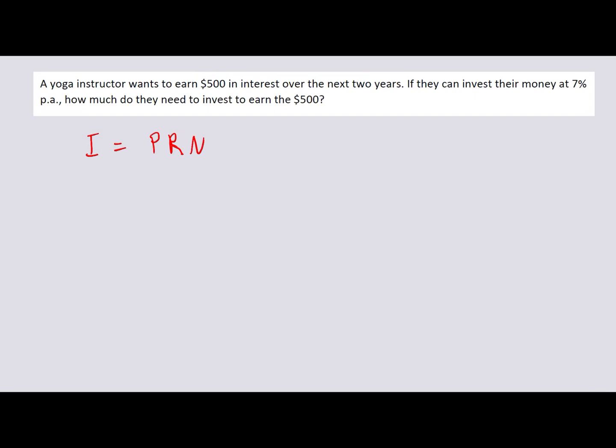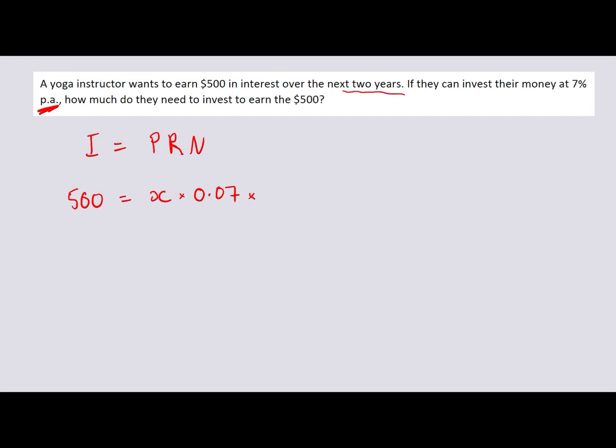Okay, again, hope you've done it. Again, it's the same formula. You see how this works? We're using the same formula all the time. So it actually becomes really, really easy. The formula doesn't change. So a yoga instructor wants to earn $500 in interest over the next 2 years. So we need $500 in interest. If they can invest their money at 7% per year, how much do they need to invest to earn $500?